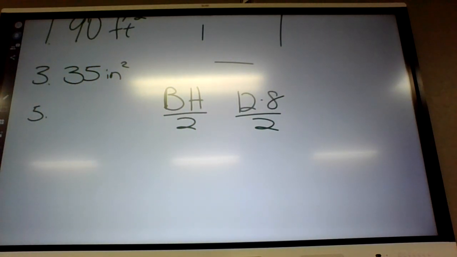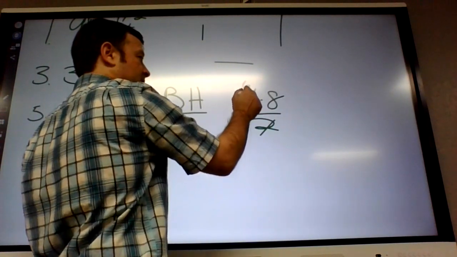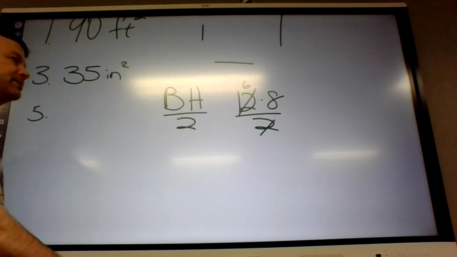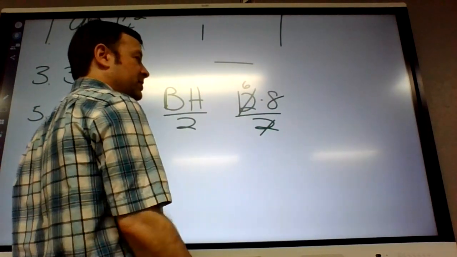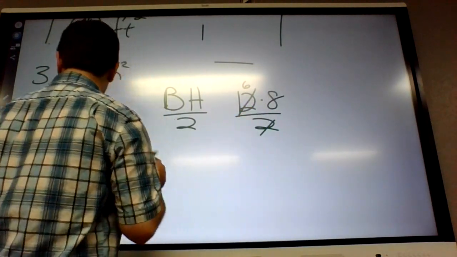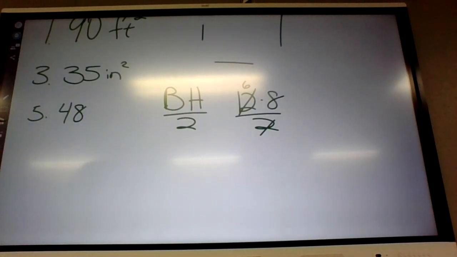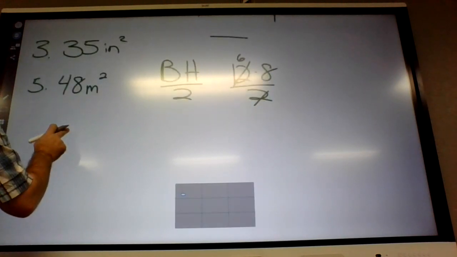Keziah said 6 times 8, which would have worked. Why would that have worked? Because if you divide 12 by 2 on the front end, you get 6. Is that what you were thinking? Or you just got kind of lucky. I don't know. Anyways, 12 times 8 divided by 2 is the same thing as 6 times 8. So it's 48 meters squared.